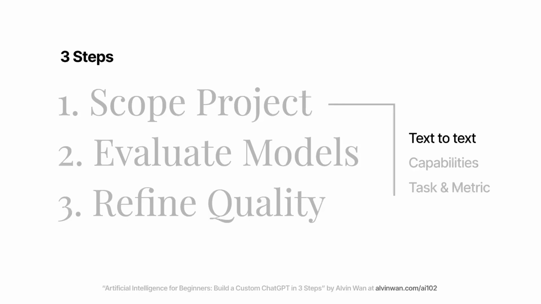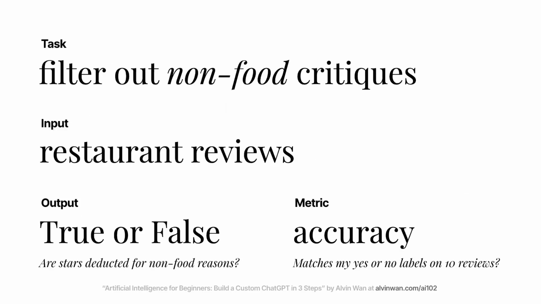Narrow down your focus to the general text-to-text task. Then, narrow your focus down to the established commercially proven text-to-text capabilities: summarization, structuring data, and coding. Finally, define your inputs, outputs, your task, and your metric. As an example, this was the project description for detecting non-food critiques.